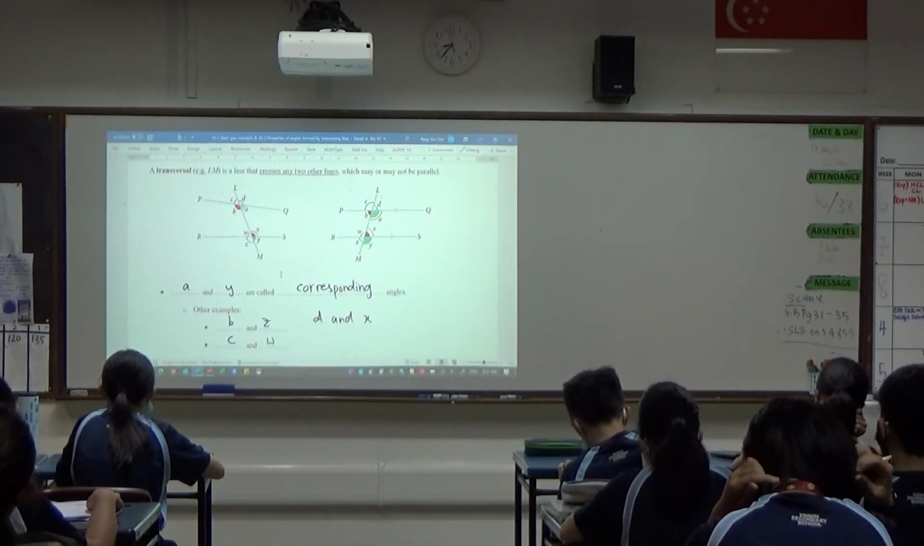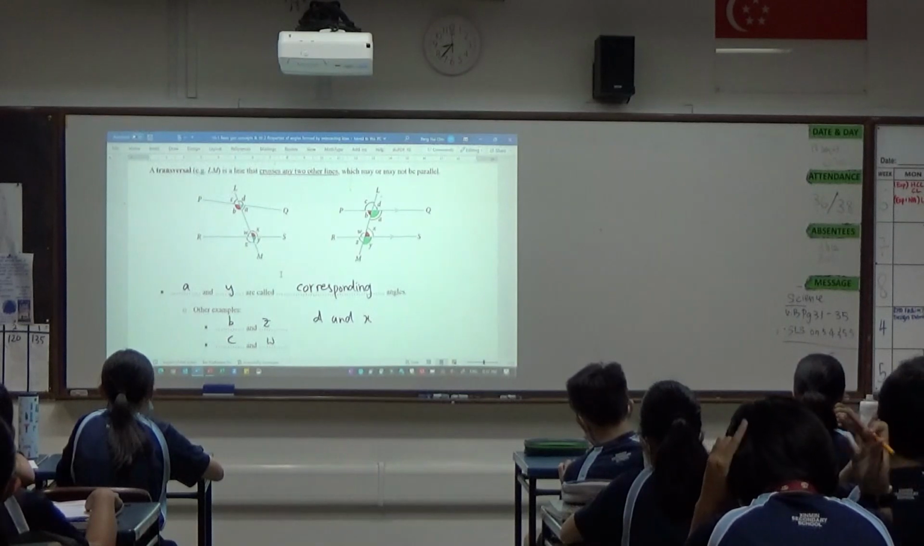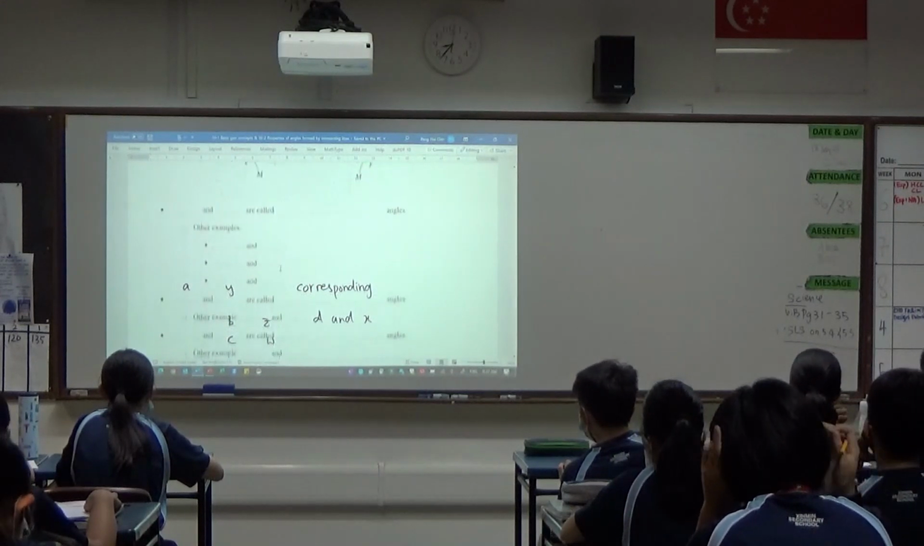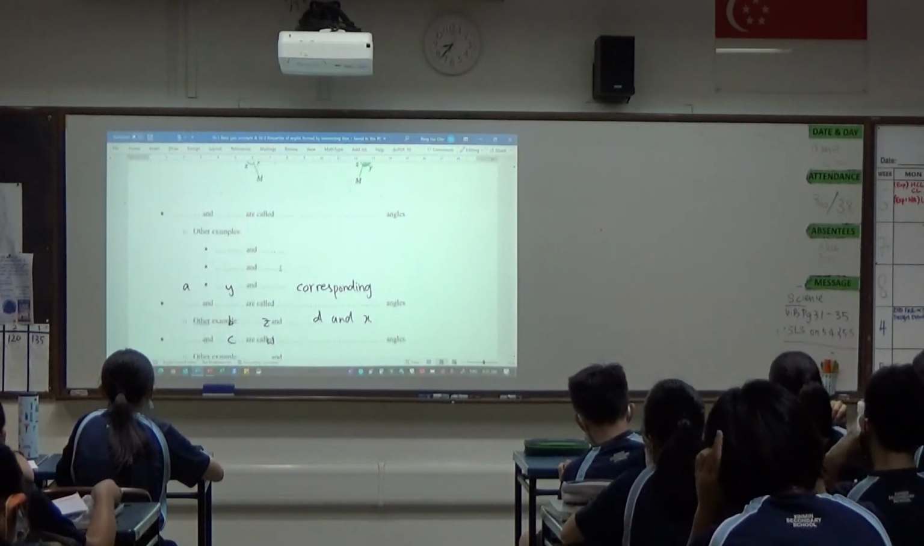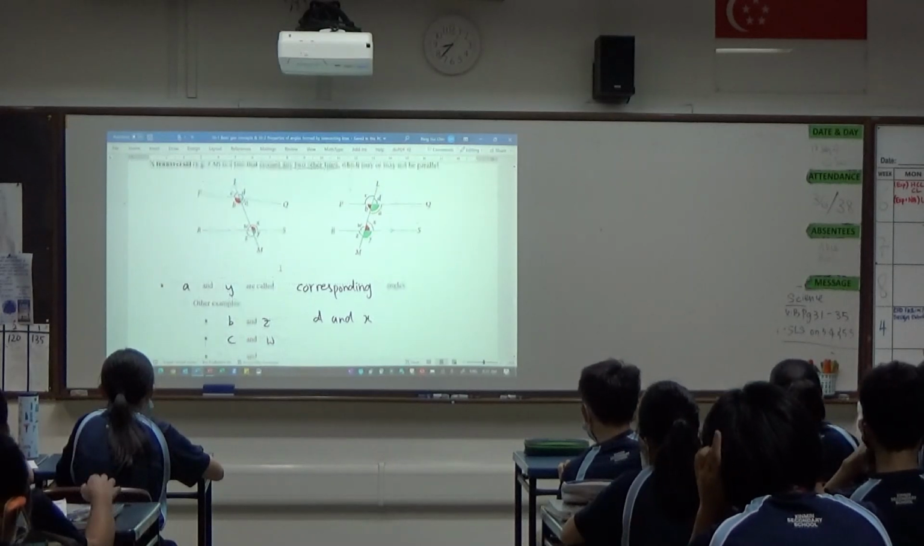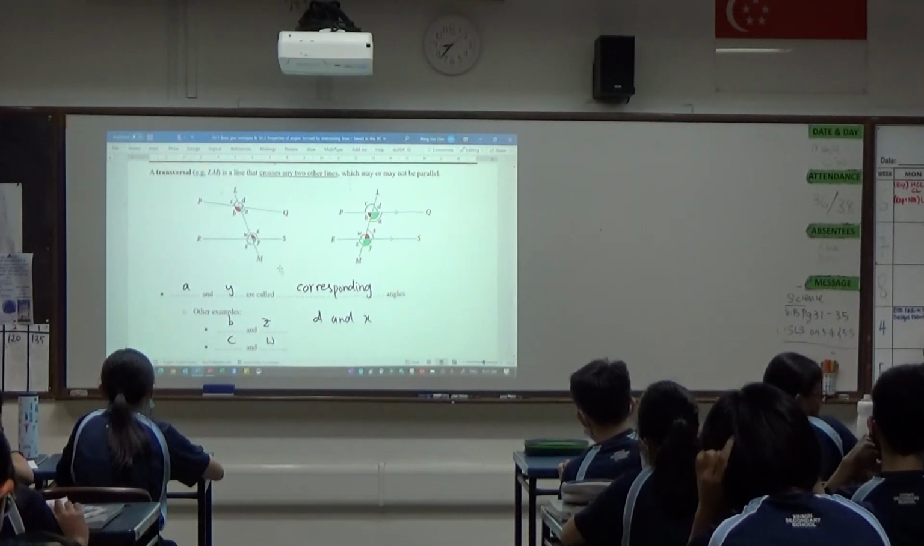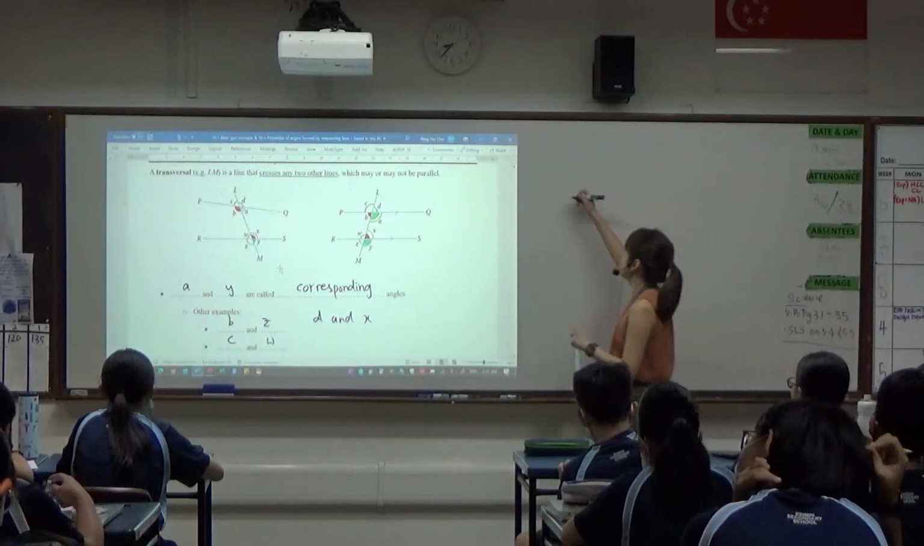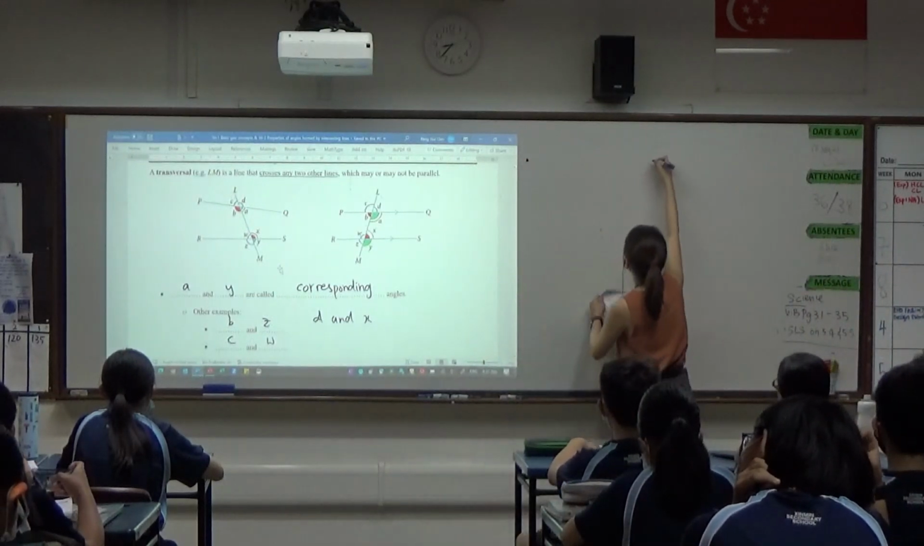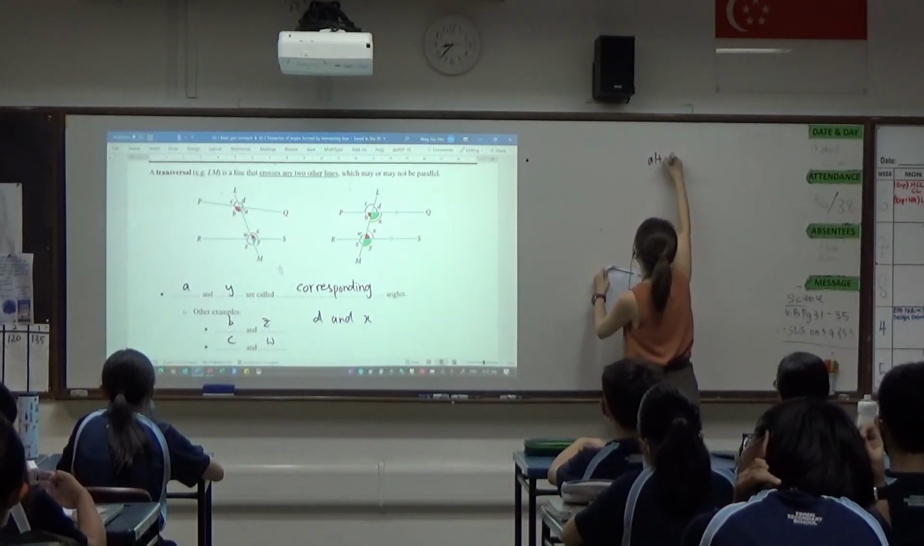Then we also have alternate angles and interior angles. Because I want the diagram to be shown on the screen, I'll write it on the side here. The next one that we want to cover is alternate angles.